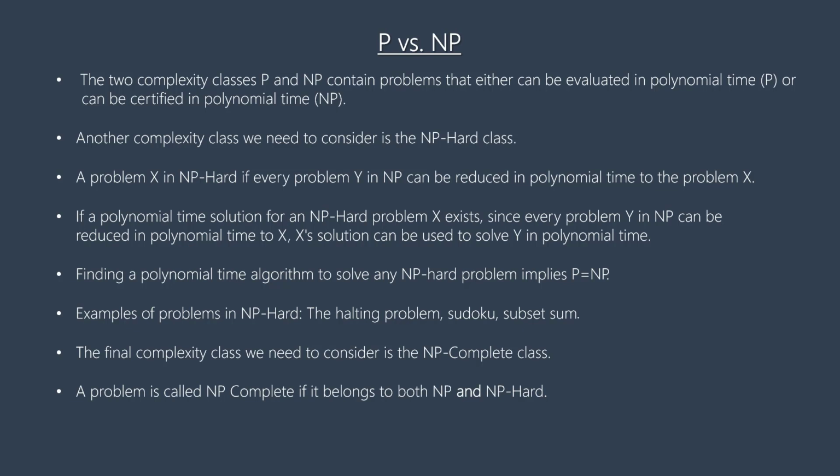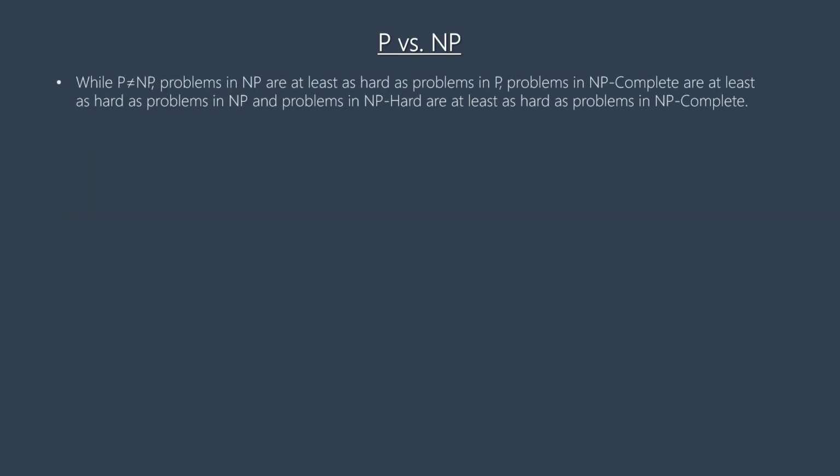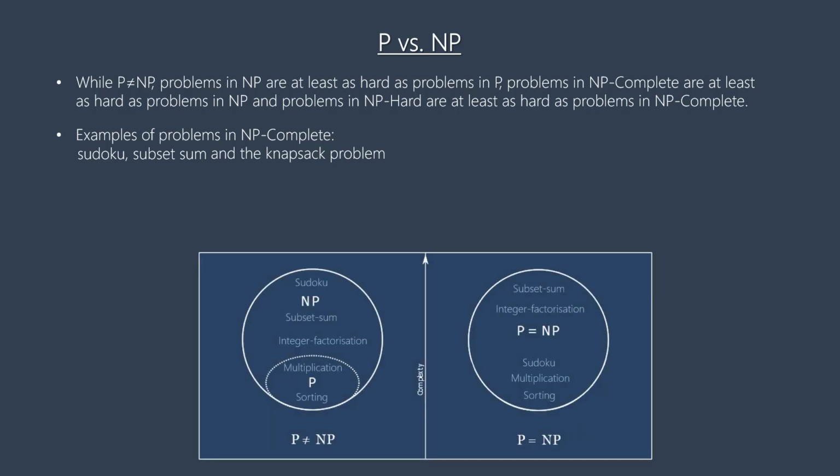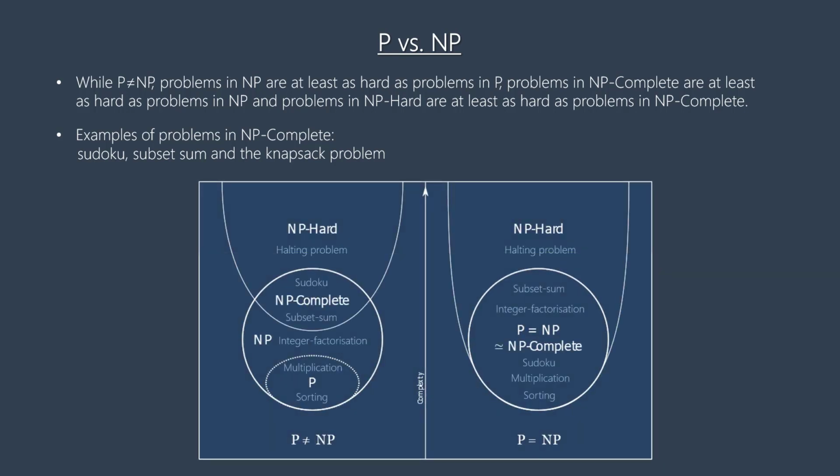Quite simply, a decision problem is called NP-Complete if it is a member of both NP and the NP-Hard class. Examples of problems in NP-Complete are again Sudoku and the subset sum, as well as many other problems, one being the Knapsack Problem. While P is not equal to NP, problems in NP are at least as hard as problems in P, problems in NP-Complete are at least as hard as problems in NP, and problems in NP-Hard are at least as hard as problems in NP-Complete.